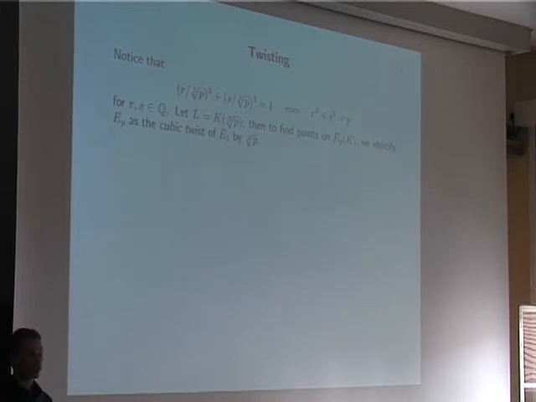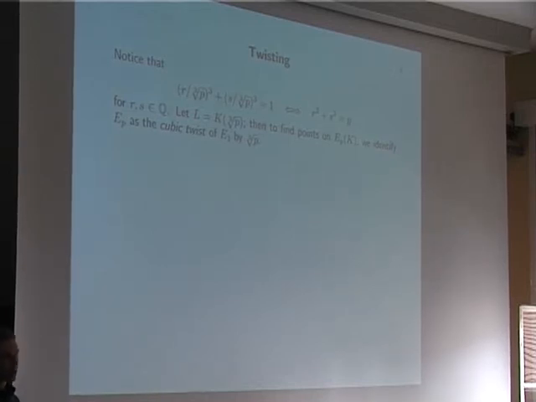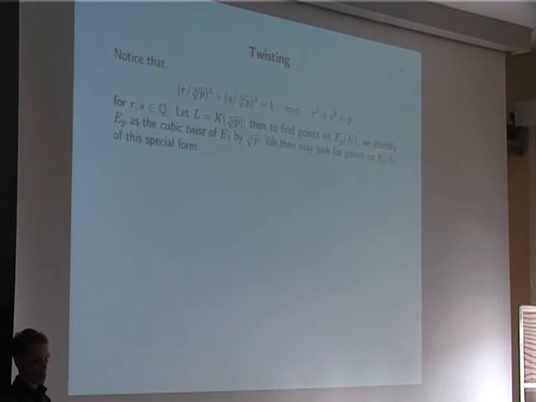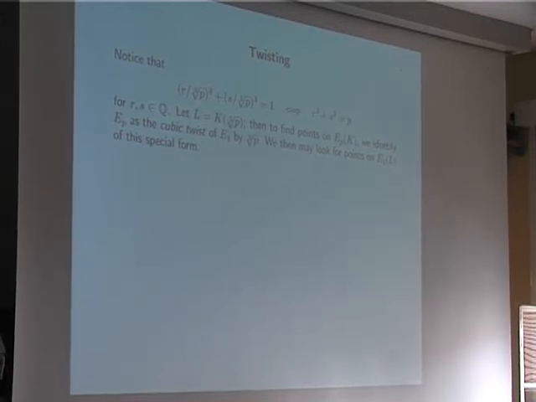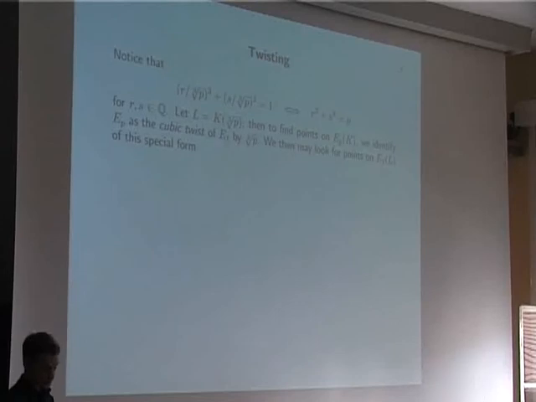All right, so here's an idea. If we wanted to find points on E_p of K or E_p of Q, what we can do is identify this E_p. Another way of saying this is that it's the cubic twist of this curve E_1, x cubed plus y cubed equals 1, by the cube root of p. All right, so then we can look for points on E_1 of L that have this special form, namely the x and y coordinates are rational numbers divided by the cube root of p.